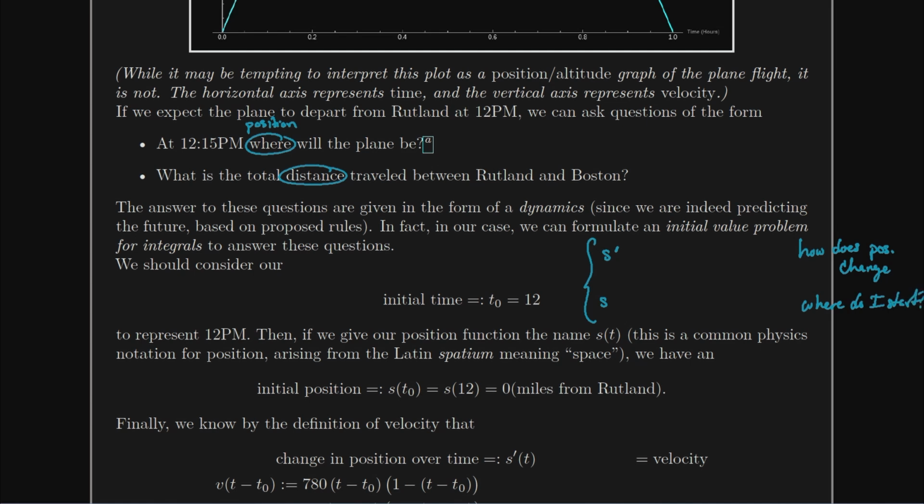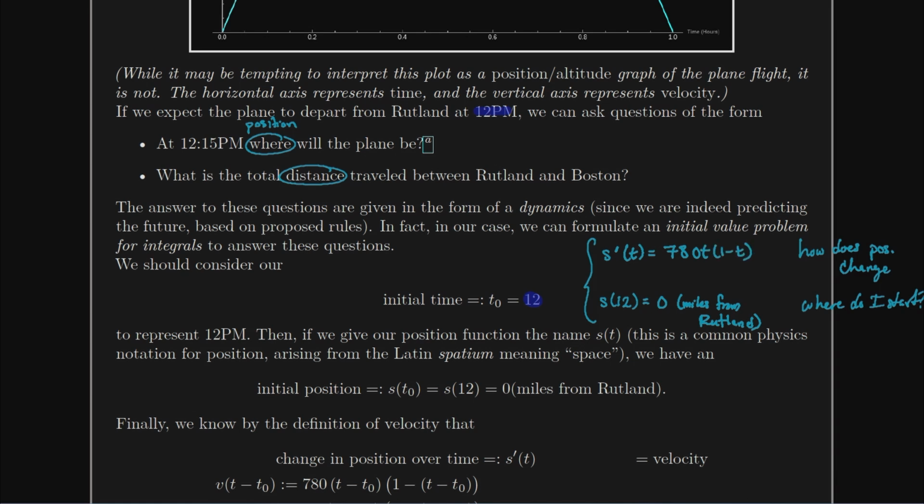And in particular, for where I start, I can say, well, at my initial time, if I'm leaving at 12 p.m., noon. So at my initial time, I start at 0, and I'll use units of miles from Rutland, a useful amount of units. And then how do I change over time? Well, I change based off the velocity that was told to me, which was 780 times t times 1 minus t.